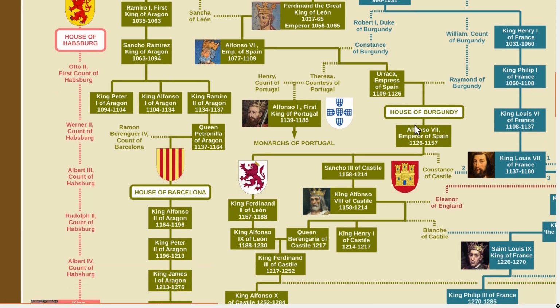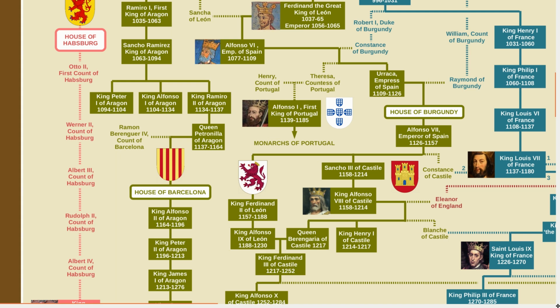And we get a final emperor here, Alfonso VII. But after Alfonso VII, he divides his kingdom between two sons. And so Sancho III becomes King of Castile. And again, this is the symbol for the Kingdom of Castile. And King Ferdinand II becomes King of Leon. And this purple lion is the symbol for the Kingdom of Leon.